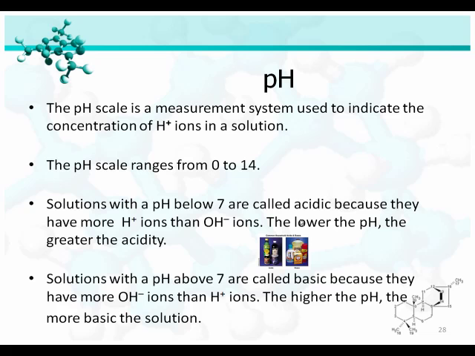Solutions with a pH below 7 are called acidic because they have more hydrogen ions than hydroxide ions. The lower the pH, the greater the acidity. In other words, the stronger the acid. Solutions with a pH above 7 are called basic. They have more hydroxide ions than hydrogen ions. The higher the pH, the more basic the solution. So your stronger bases are at the top of the pH scale, and your stronger acids are at the bottom of the pH scale.